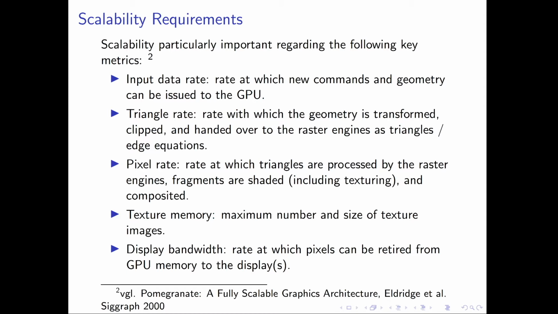And another key metric for a GPU architecture at scale is the pixel rate. That is the rate at which those triangles can be processed, like how fast the raster engines operate, and then how fast the fragments can be shaded and retired as pixels. The texture rate is another key metric that on the one hand determines how fast we can access the texture units, but on the other hand, this also determines how many textures we can actually deposit in texture memory and what the size of those textures are. And then finally, when we have our pixels in the frame buffer and they are assigned colors, then the display bandwidth and the rate at which we can retire pixels to the display is also a key metric that determines the scalability of the GPU architecture.